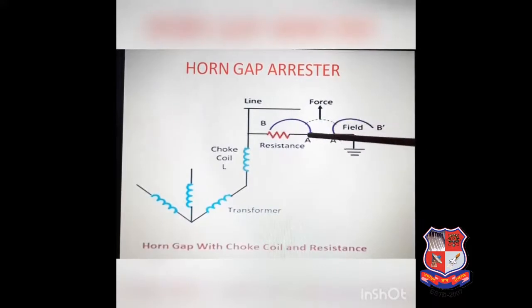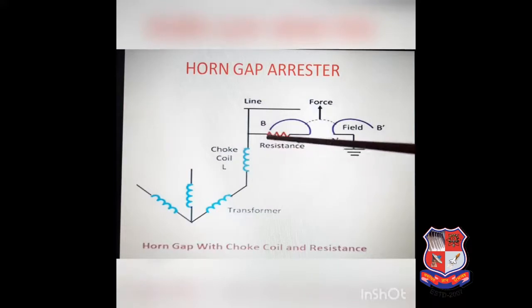This non-conducting gap will become conducting. The surrounding air is ionized, and that is why current flows from this limiting resistance to the gap, to rod A dash, and from rod A dash to earth. This is the path by which the over voltage will be discharged.